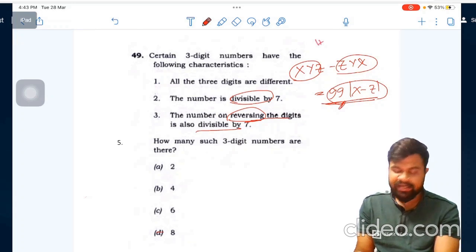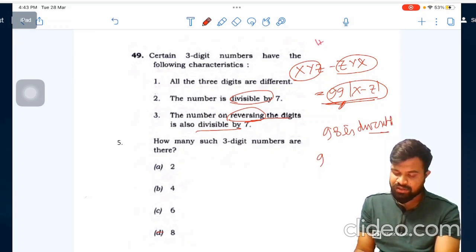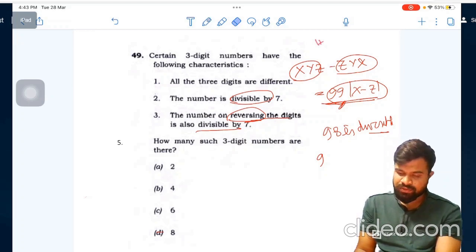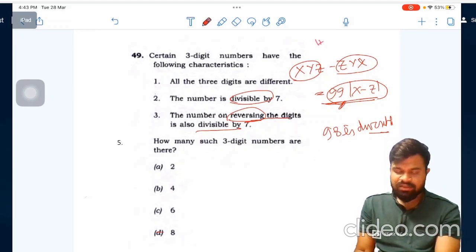And now we know that 99 is not divisible by 7, because 98 is divisible by 7. Or you can apply the divisibility rule of 7 that I have already told you, if you want. So something like that can happen. But when you recite the simple table of 7, you will find that 7 into 14 is 98, and so 99 is not divisible by 7. Therefore, x minus z should be divisible by 7.